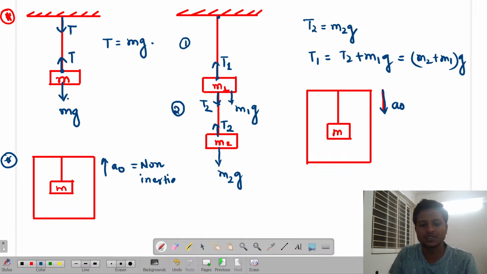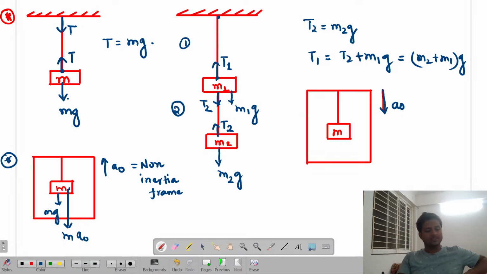Whenever there is a non-inertial frame, what we have to do, if this is the weight, bolo. Yes. So the mass in that non-inertial frame will feel a pseudo force, but that pseudo force will be present in which direction? Opposite to the direction of the accelerating frame. So this will be m into a naught. Are you able to get me on mass into the frame acceleration? Is that clear? And for that there will be tension T.